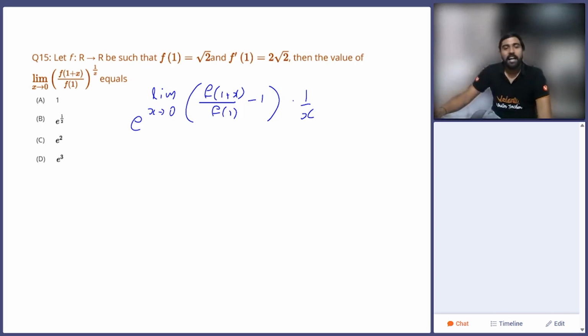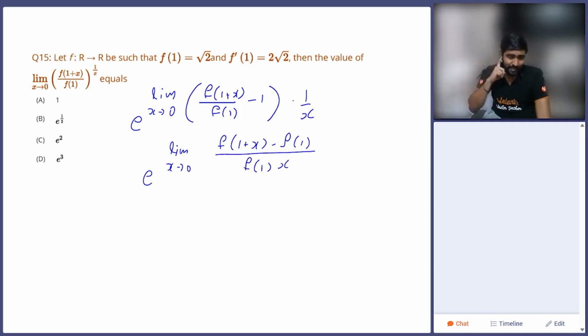So what do I have? I have e power limit x tending to 0, f of 1 plus x minus f of 1 divided by f of 1 into x. As x tends to 0, I have 0 upon 0 form.